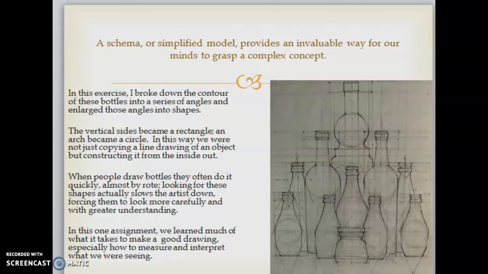In this way, we were not just copying a line drawing of an object, but constructing it from the inside out. When people draw bottles, they often do it quickly, almost by rote. Looking for these shapes actually slows the artist down, forcing them to look more carefully and with greater understanding. In this one assignment, we learn much of what it takes to make a good drawing, especially how to measure and interpret what we're seeing.